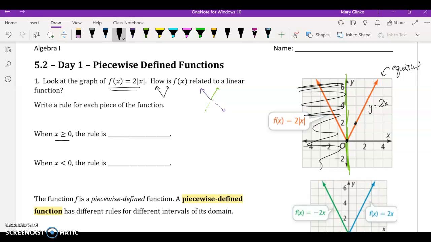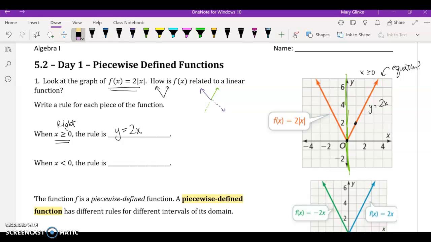So over here, this is asking when x is greater than 0. So if you're looking at your x values, on the right half of the graph are all of the x values greater than 0. And so on the right half of the graph, the rule would be normally y equals 2x.